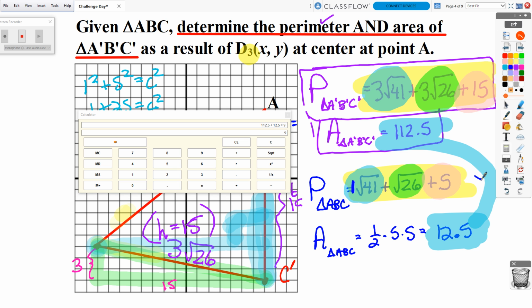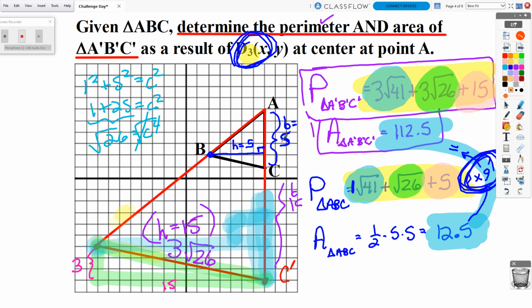So if I took 12.5 and multiplied it by 9, then I would get the new area. Well, what's the relationship between this 9 and the scale factor of 3? Well, 9 is the squared version of 3. Does that have anything to do with it? And you know what? It does.